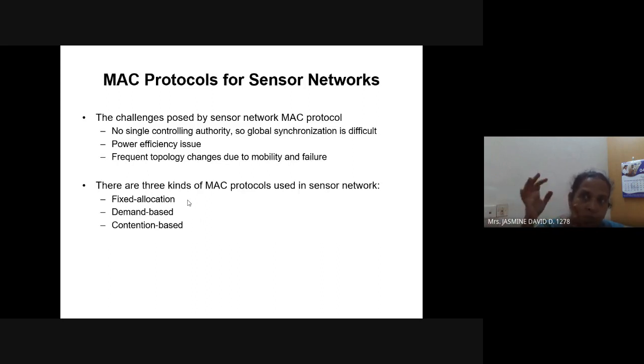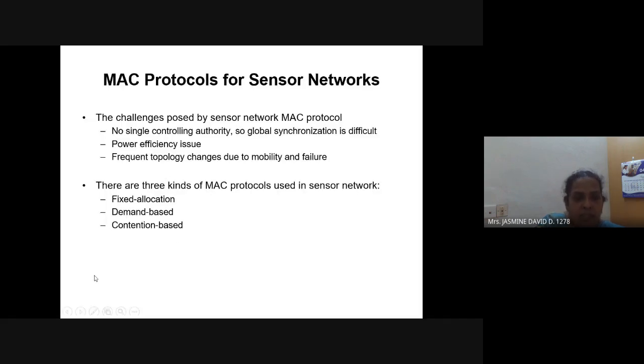If a particular route is congested, then we will find some other alternative. That is contention based. Everything we will be studying in the coming units. There is one unit for MAC protocols for sensor networks, and in that we will study it. So with this, your architecture is over.